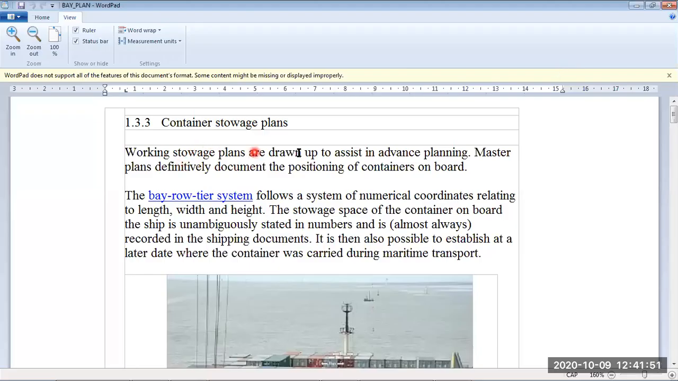So these are our notes on the container storage system. It is a bay-row-tier system. If you are asked to write short notes, this is how you will write. The master is responsible for all the planning, and GeoSearch does the planning.